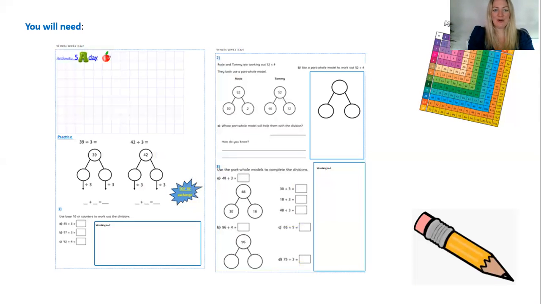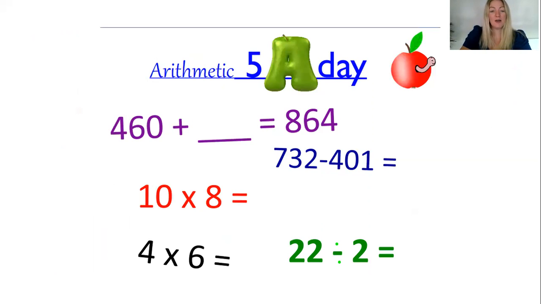What you'll need today for your learning are these 2 sheets, a pencil, and if you're still finding your 2, 5, 10, 3, 4 and 8 times tables really tricky, have your multiplication square available as well, because we'll be looking at our division methods that we have been learning. Before we do so, this is your arithmetic 5 a day. These are all questions that we have learnt to answer in year 3. So pause the video, have a go at these 5 questions.